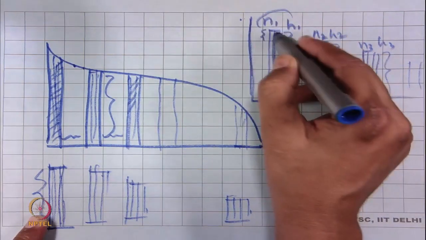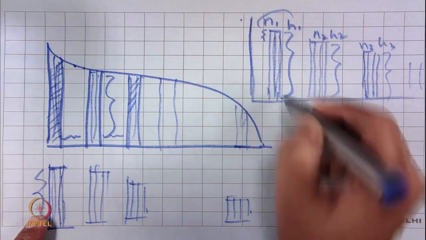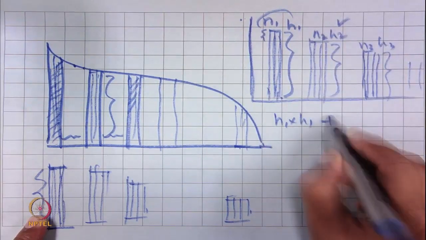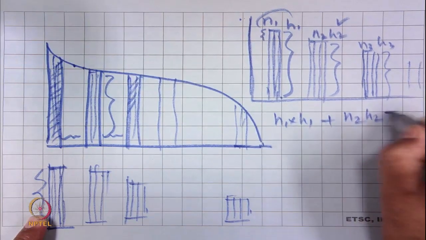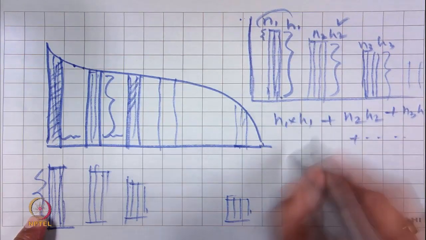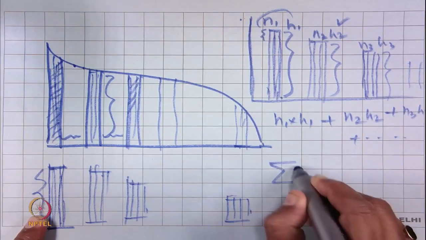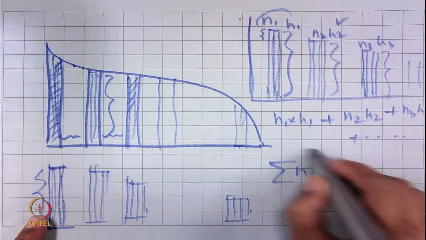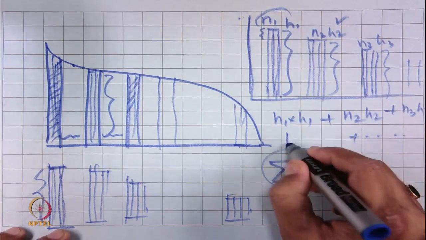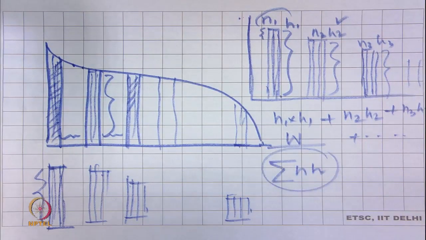So, in this length group, what is the total fiber length? N 1 into h 1 is the total fiber length. In this group, what is the fiber length? N 2 into h 2, N 3 into h 3, and so on. If we add all these groups, sigma n h shows the total length of fiber, and if we take the mass of all these groups, say the mass is w, then it will be mass per unit length. That is the fineness of fiber.